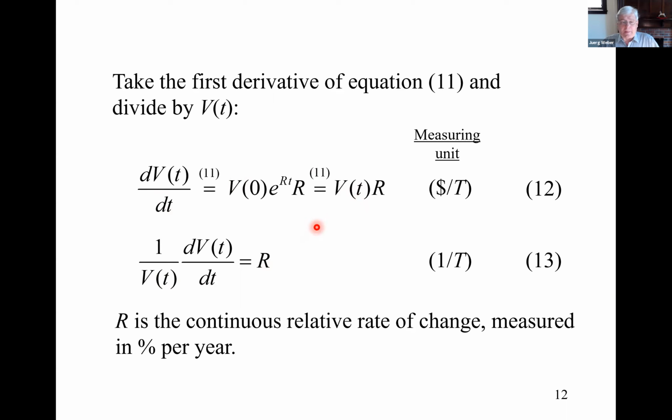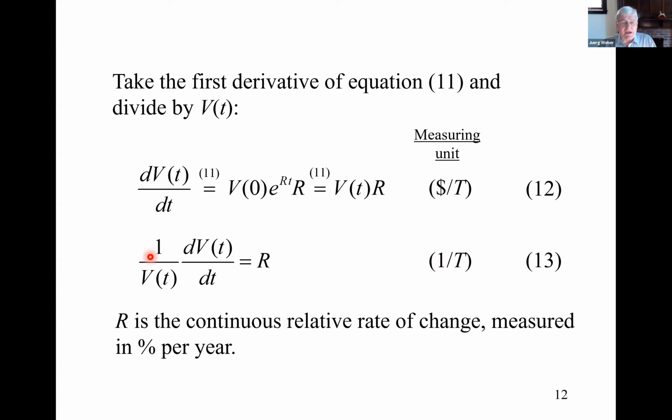Note that the interest rate, or the relative growth rate, also has a time dimension. It has a measuring unit. It's actually 1 divided by time period. So it may be 5% per year if your time period is a year, or it may be 3% per month if you work with a monthly time period. So it's wrong, though you read it quite often in textbooks, that interest rates have no measuring unit. It's not true. The measuring unit is per time period.